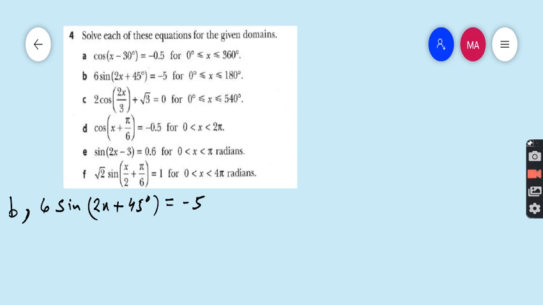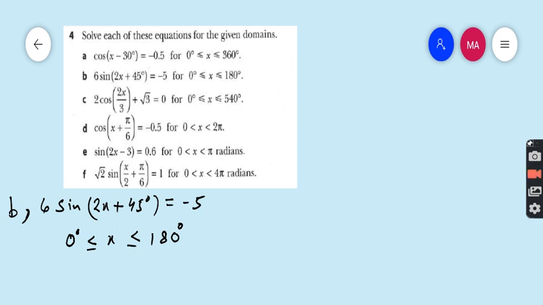First, write down the domain. The domain is given 0 to 180 degrees. But this is the domain of sine x. Now we have to write the domain of sine 2x plus 45.